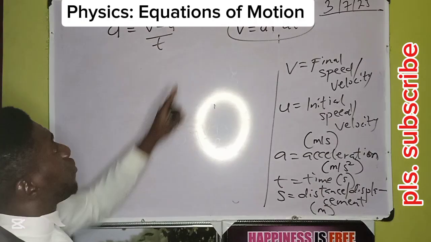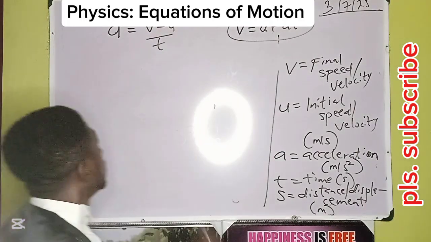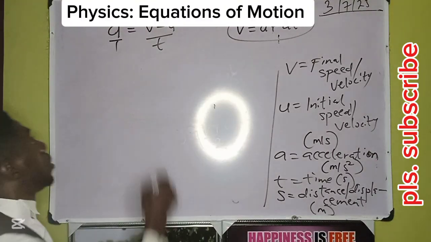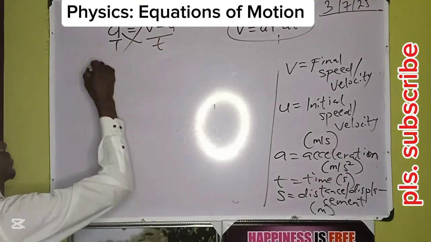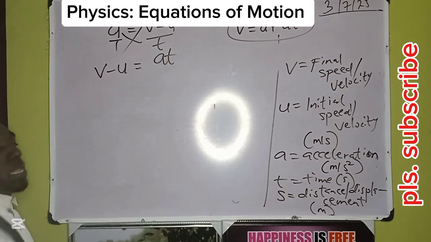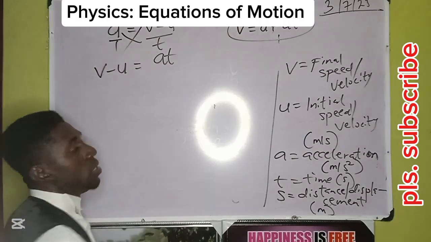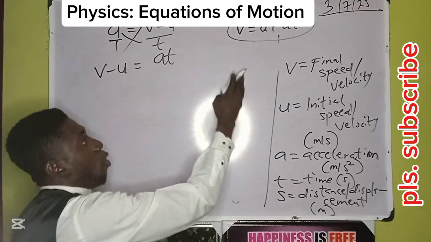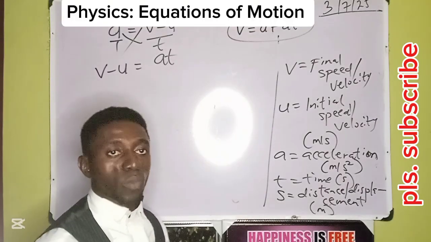Okay, from here now, make V the subject of the formula. Make V to stand alone. This over 1. Cross and multiply. Anything times 1 is that thing. V minus U equal to A times T. Our target is to make V to stand alone. Equations of motion. Okay, let's put the 4, so you can know when we've gotten any of the equations of motion.